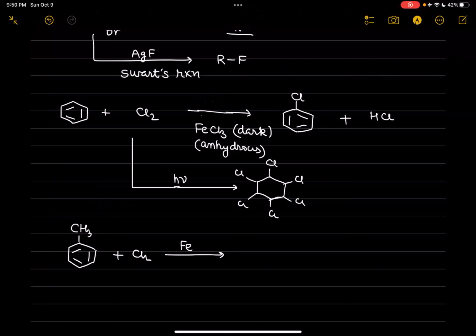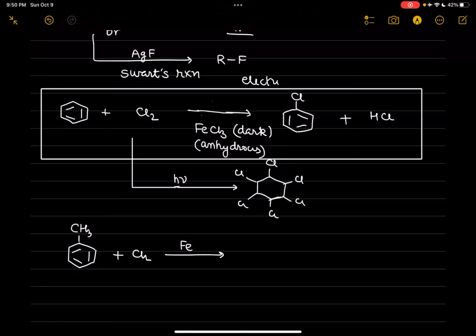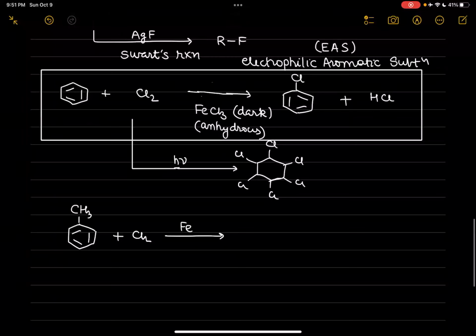So I need to ask, what is the name of this mechanism, first of all? Is it SN2? No, this is not SN2. Benzene has other reactions. Oh yeah, electrophilic substitution. This is electrophilic aromatic substitution reaction, EAS. Clear?